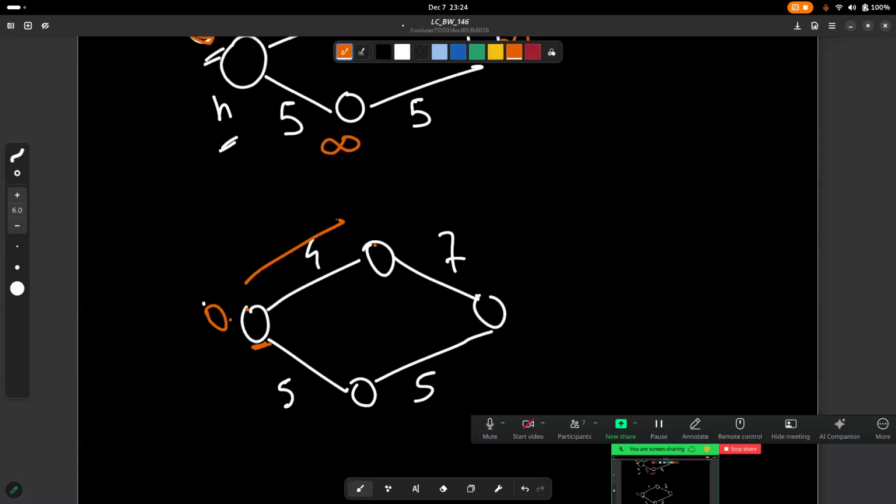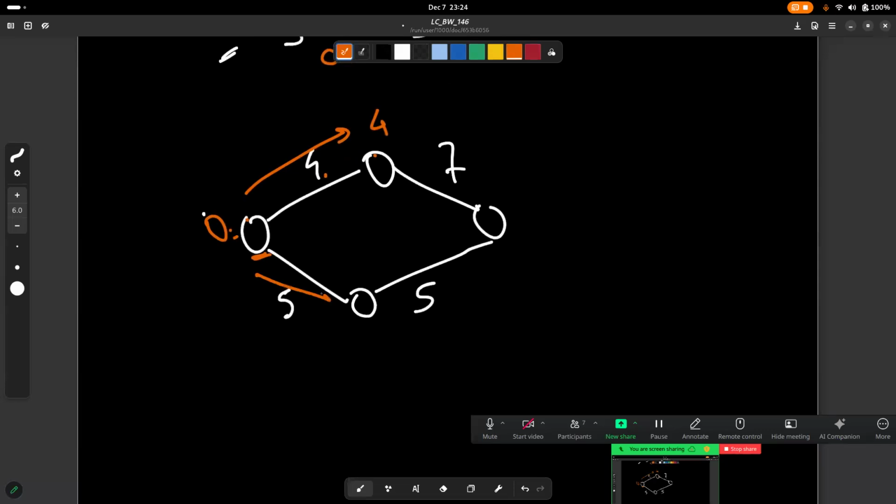From 0, I can go to this node. So 0 plus 4, the cost over here will be 4. And I take the minimum of infinity and 4, which is 4. Then I update this other node: I could reach this node with a cost of 5 from 0. So 0 plus 5 is 5. Previously, it was infinity. So the minimum of 5 and infinity is 5. And so this is after my update.